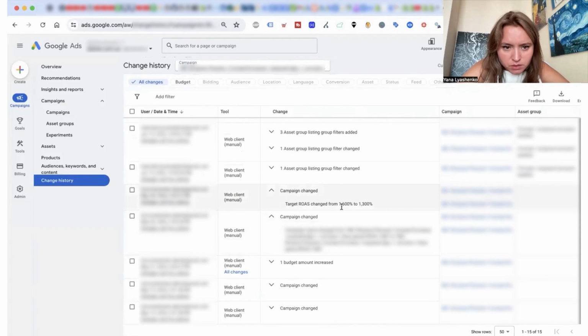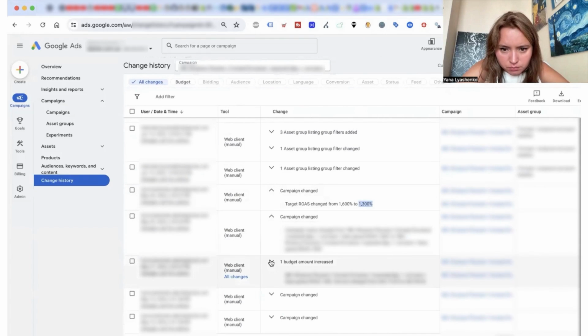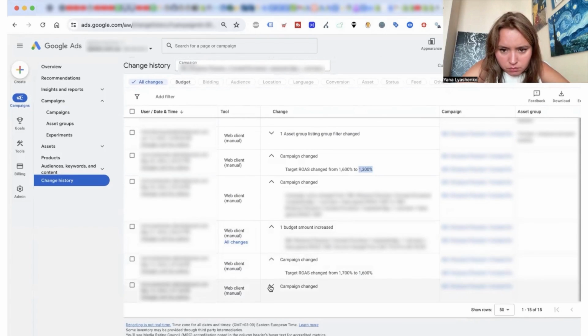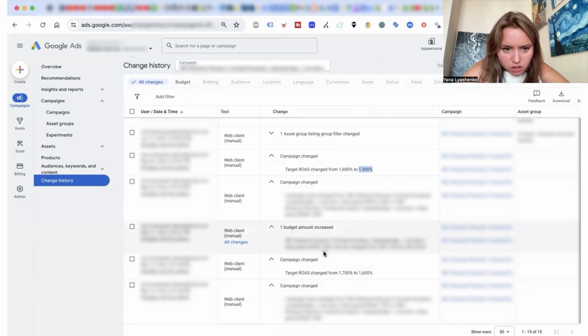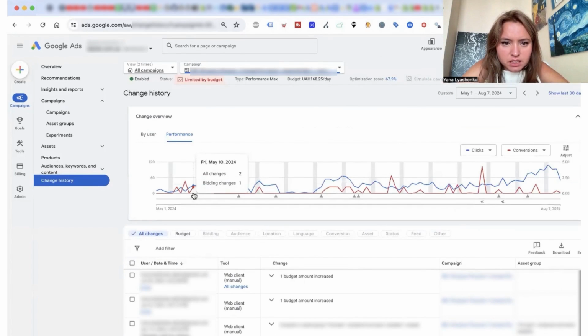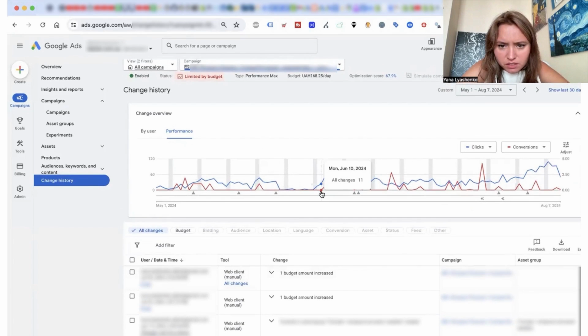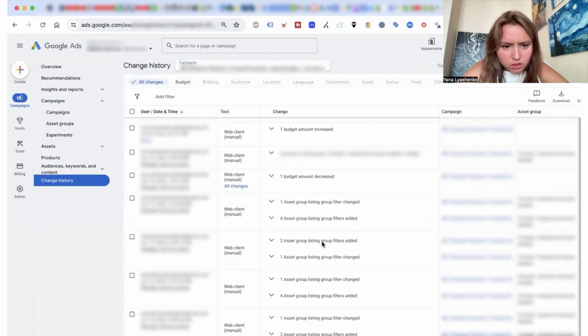Well, we had a CPA of 1,300. But the ROAS is very low. Well, let it be May 30th. What do we have here? ROAS has slightly decreased. July 10th. What happened on July 10th?